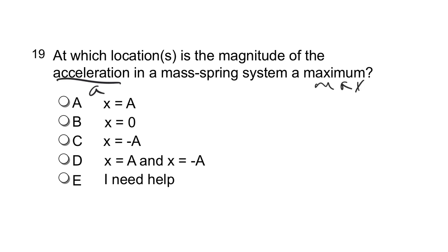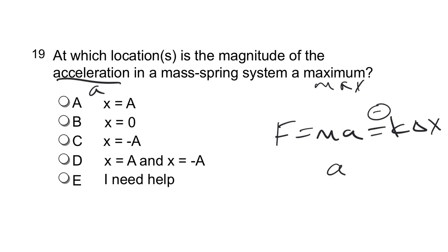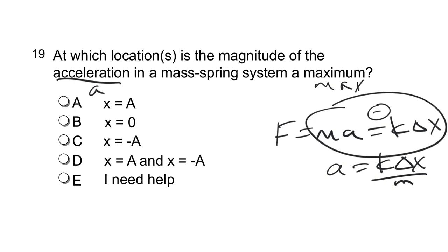Okay, where is acceleration maximum? So what's the equation? F equals ma equals k delta x, disregard the negative. So a equals k delta x over m, which will be in your equation sheet. So a would be maximum when delta x is greatest. So again, at the amplitudes.